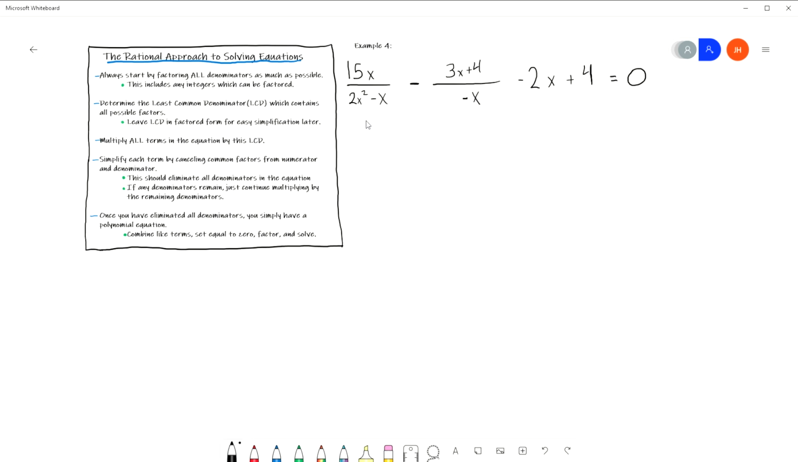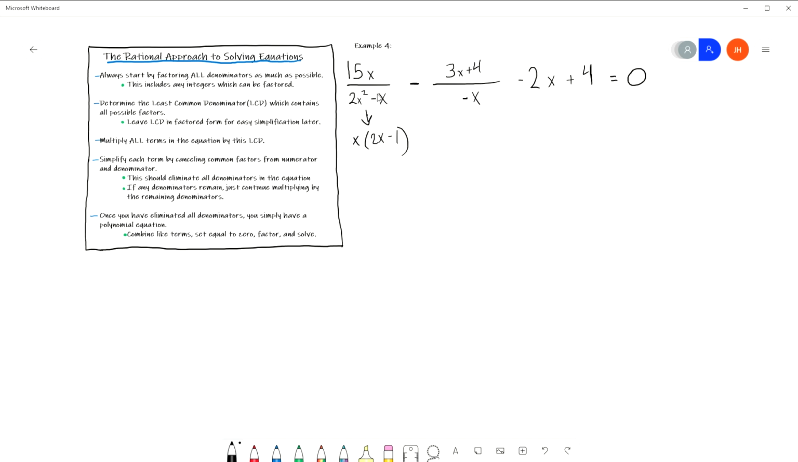2x squared minus x. That's going to factor into 2x times x minus 1. That's not true. It's going to factor into x times 2x minus 1, right? I can't pull out a 2. But I can pull out an x, and I can leave in 2x minus 1.